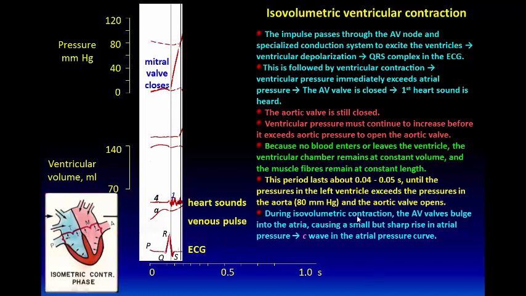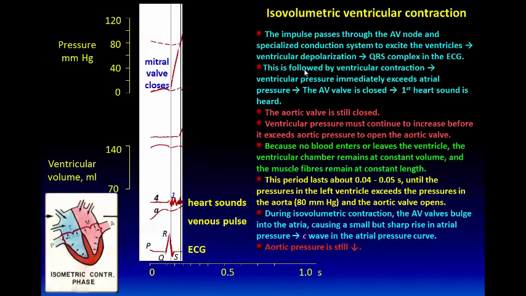During the isometric contraction phase, the AV valve bulges into the atrium, the mitral valve bulges into the left atrium, and this causes a small but sharp rise in the left atrial pressure, and this is seen as a C wave in the atrial pressure curve. Since no blood is yet ejected into the aorta, and blood leaves the aorta going to the tissues, the aortic pressure is still low.